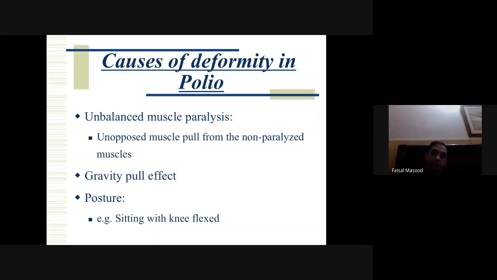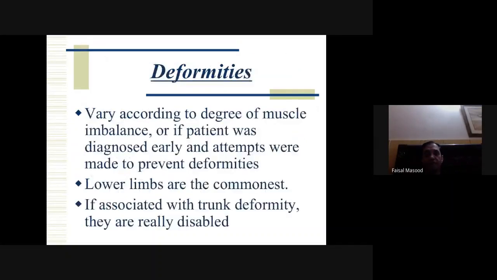Bad posture or imbalanced posture. Then deformities vary according to the degree of muscle involvement. Lower limbs are commonest, with associated trunk deformity; they are really disabled.